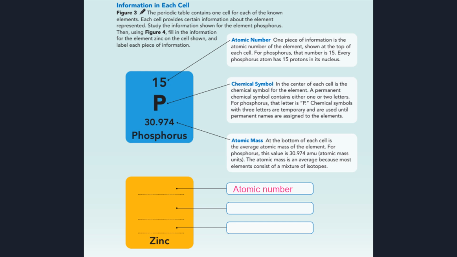So now for zinc. Our atomic number for zinc is 30. Our chemical symbol is capital Z lowercase n, and the atomic mass is 65.38. And of course, we use the periodic table to find all of this information.